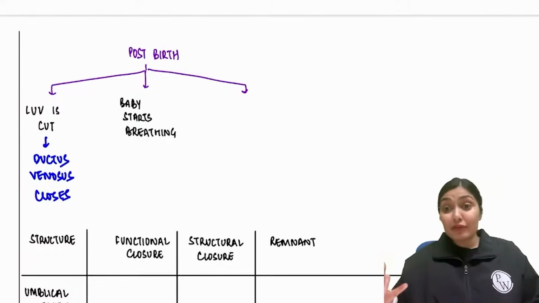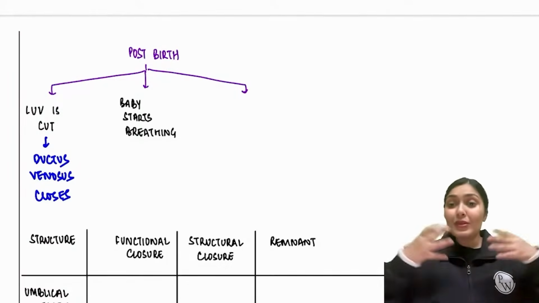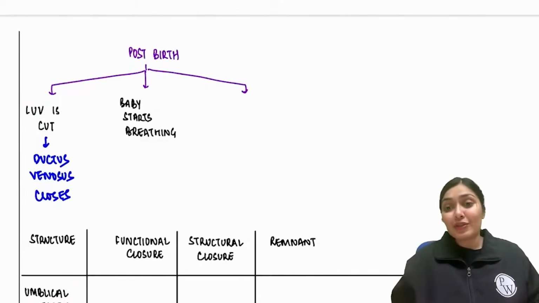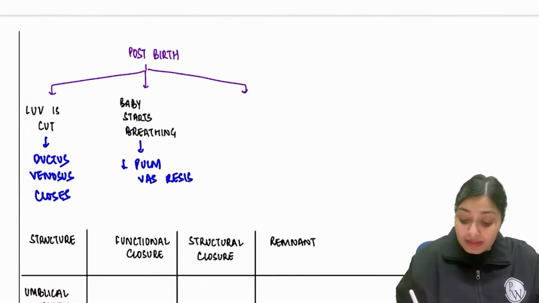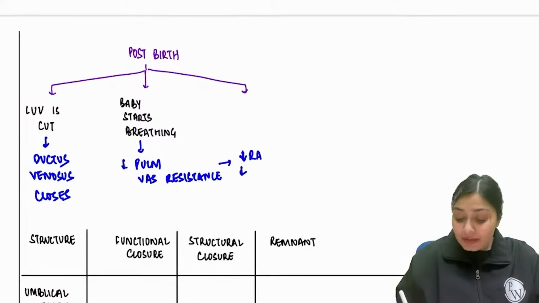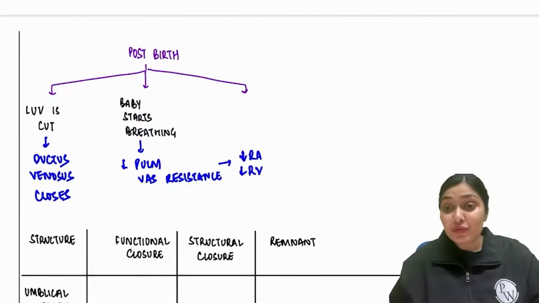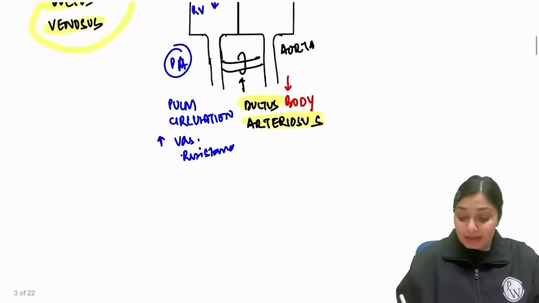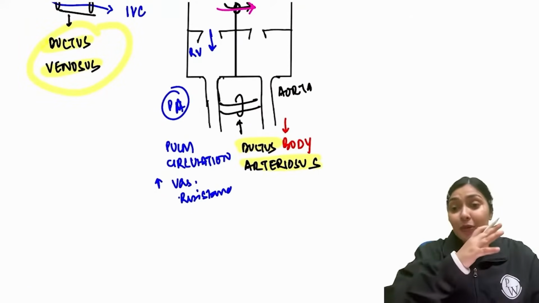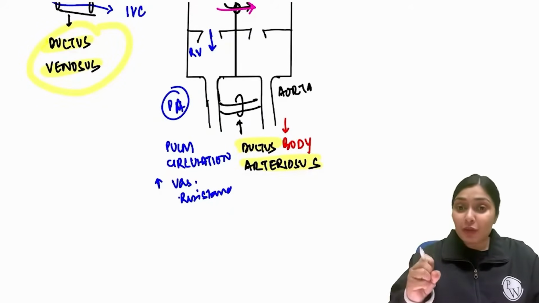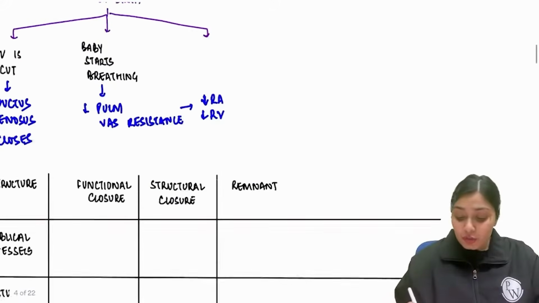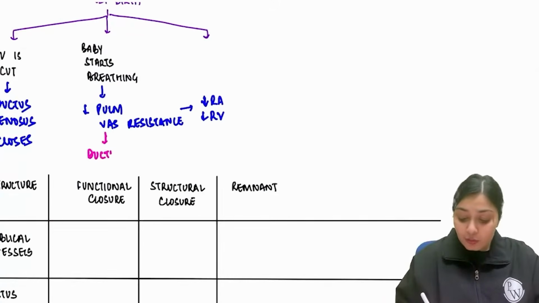Also, the baby starts breathing. The first cry of the baby happens after birth. As soon as the baby starts crying, the pulmonary vascular resistance decreases, right? So there will be a decrease in the pulmonary vascular resistance. That means the right-sided pressures of the heart will decrease. RA-RV pressure will decrease, and the ductus arteriosus, through which the blood was going from the right to the left side, will now close because of the fall in pressure. So here the ductus arteriosus also closes.